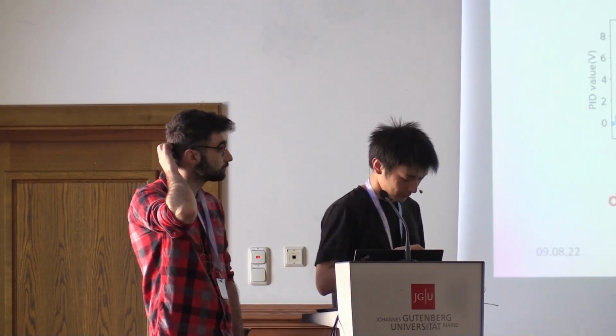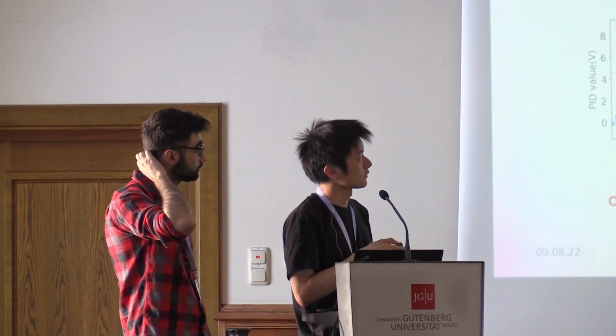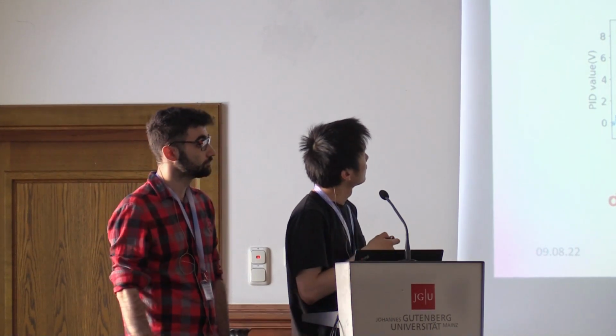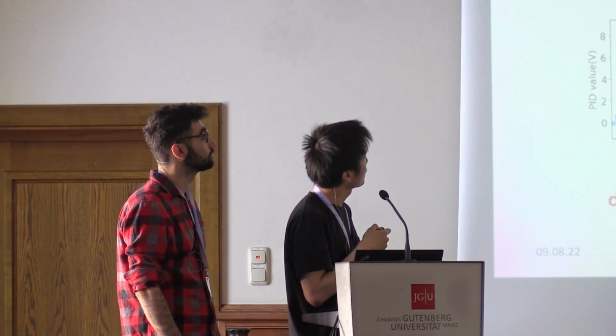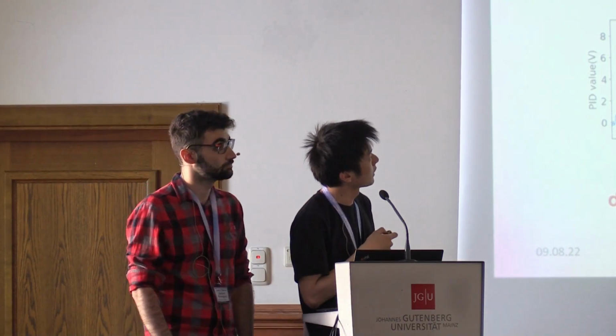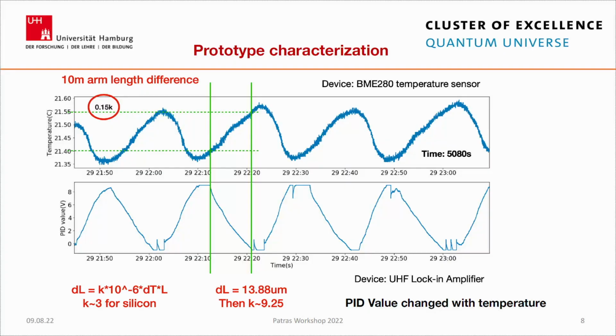Now I'll talk about the stability of the setup and some noise contributions. The upper plot shows the temperature change in our setup, which is room temperature. The bottom one is the PID value change, which is the value sent back to the fiber stretcher to control our setup. You can see that when the room temperature goes up to some value, the interferometer is no longer stable because the fiber stretcher has a specific range. If it goes over that range, our lock will be broken.